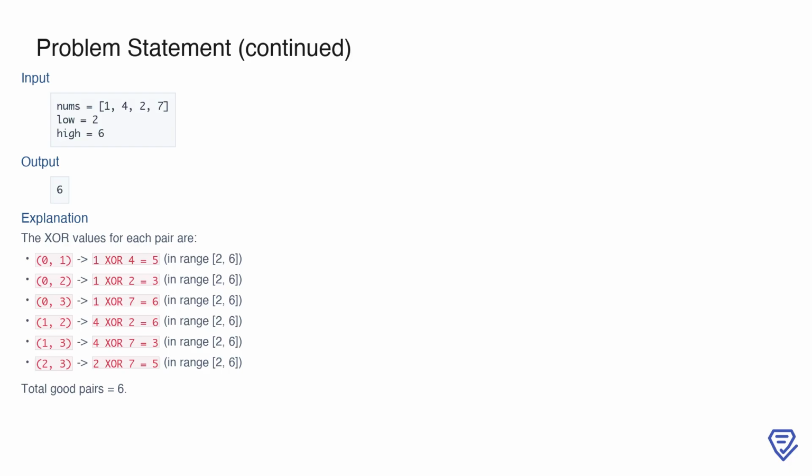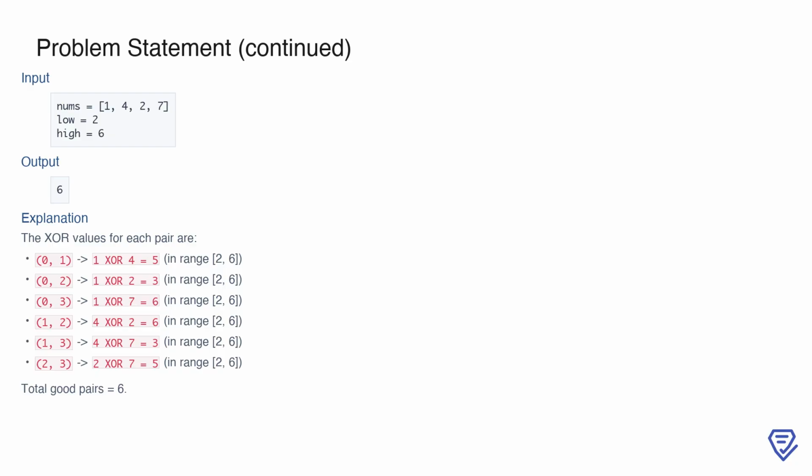Let's take a look at an example to better understand the problem. Suppose we have nums = [1, 4, 2, 7], with low = 2 and high = 6. Our task is to count how many pairs of indices (i, j) meet the conditions. First, we compute the XOR values for all possible pairs. For example, (0, 1) corresponds to 1 XOR 4 = 5, which lies within the range [2, 6], so it is a good pair. Similarly, (0, 2) gives 1 XOR 2 = 3 and (0, 3) results in 1 XOR 7 = 6, both of which are also within the range.